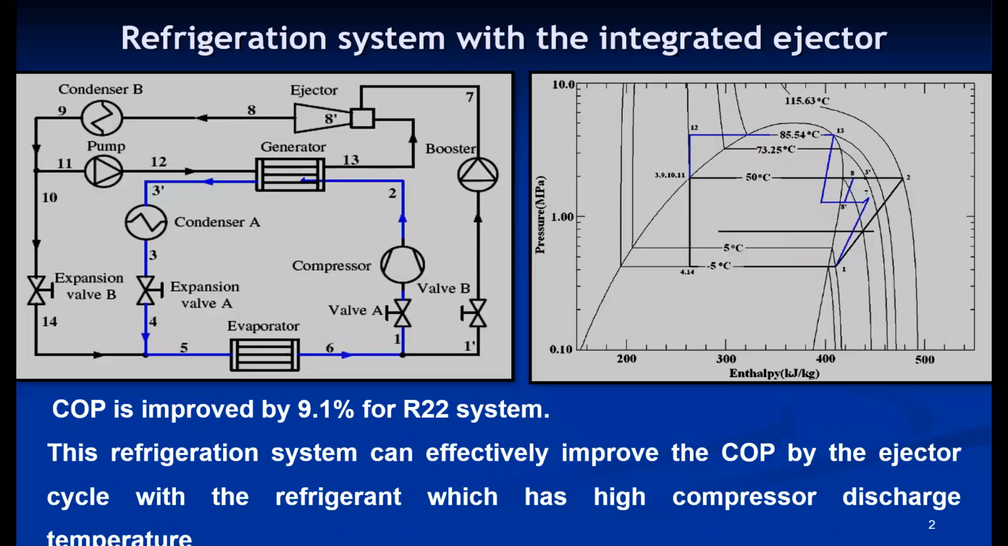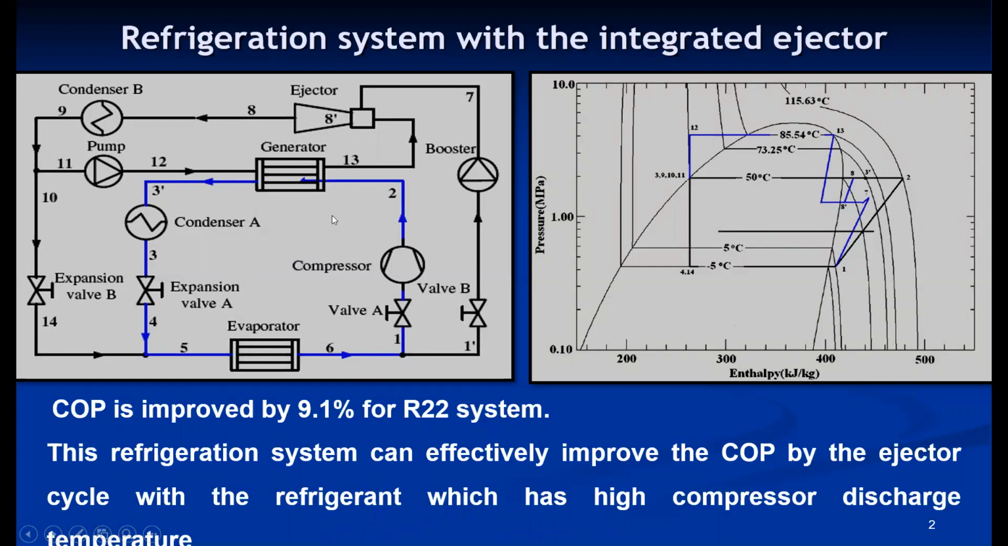So this is the third type, that is refrigeration system with integrated ejector. In this particular type, the refrigeration system is integrated with the ejector refrigeration system. And here the primary fluid that is flowing to the ejector is generated from the waste energy of the condenser. So the waste heat is utilized here. Because of that, the COP improvement is around 9 to 10% as observed for R22 refrigerant.